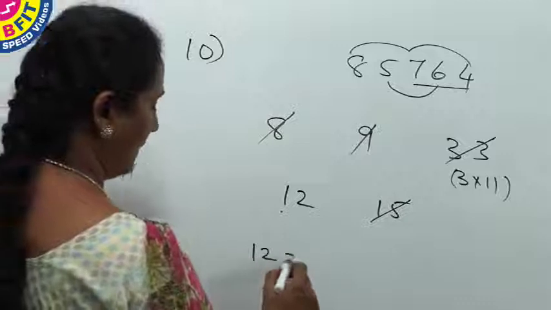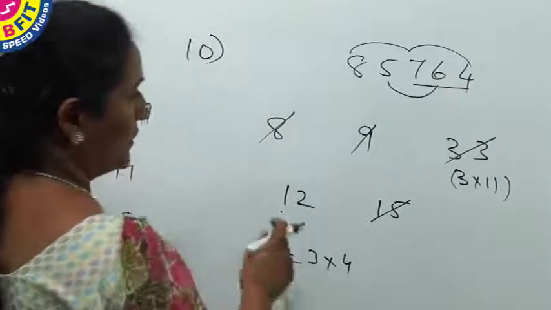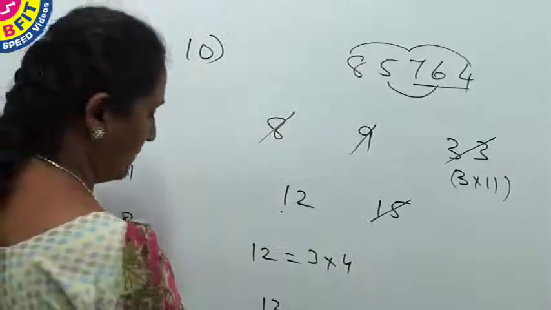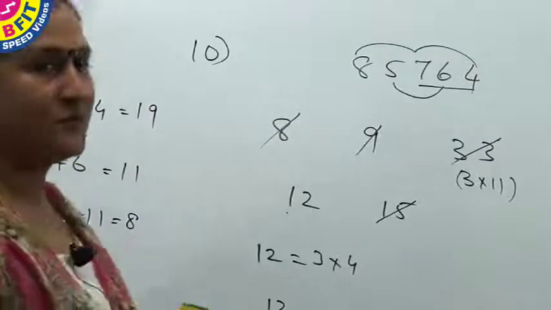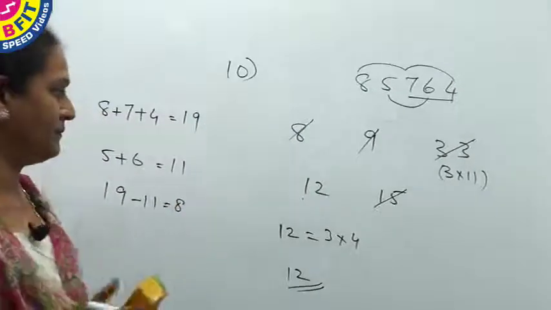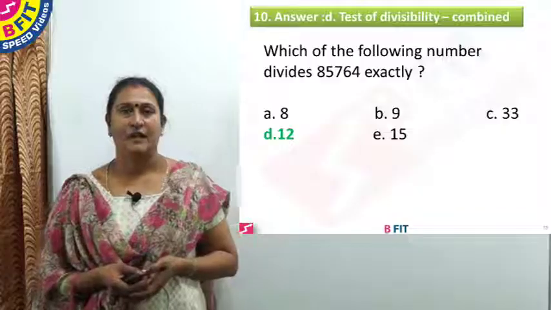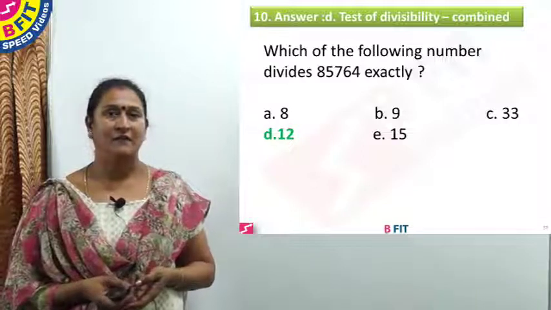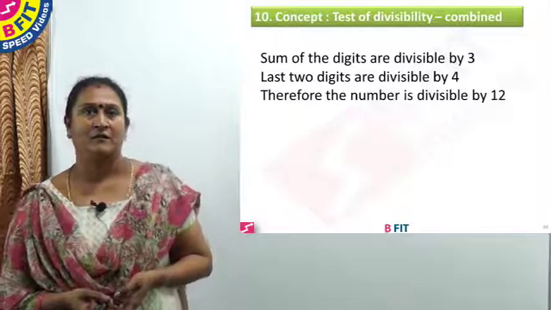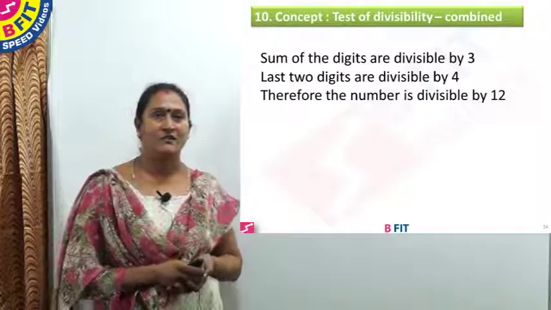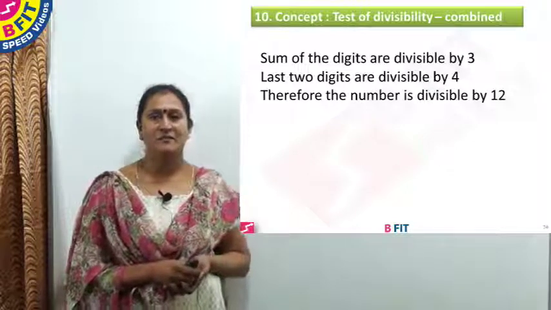So for 12, which is 3 into 4, both the numbers divide 85,764, so the answer is 12. Among these options, 12 divides this number exactly. And the answer is option D, 12. As the sum of all the digits is divisible by 3 and the last 2 digits are divisible by 4, the given number is divisible by 12.